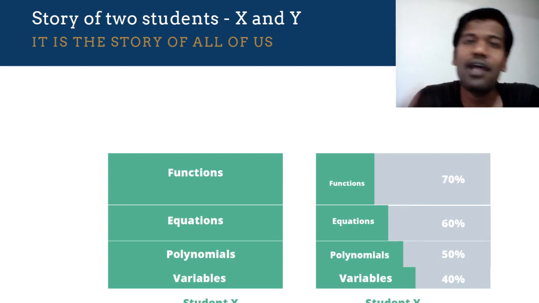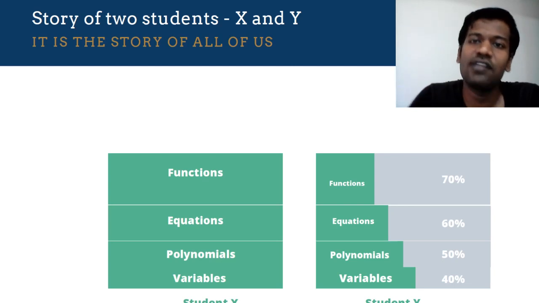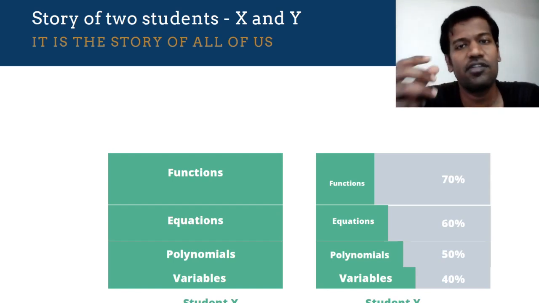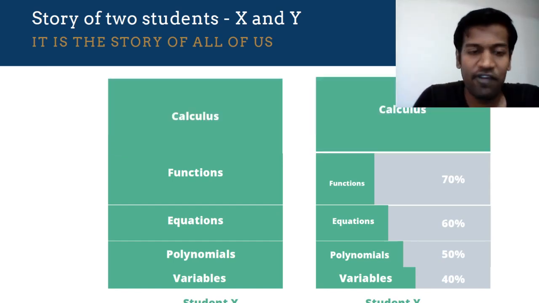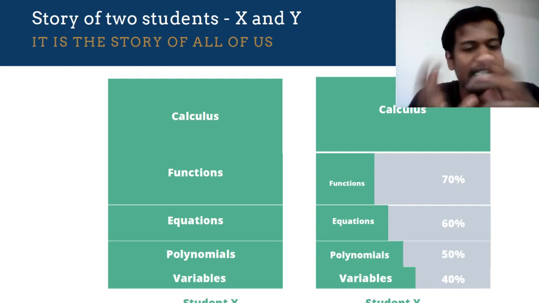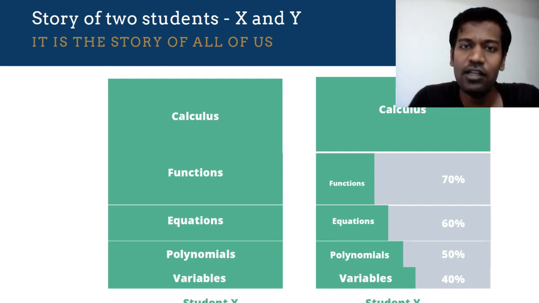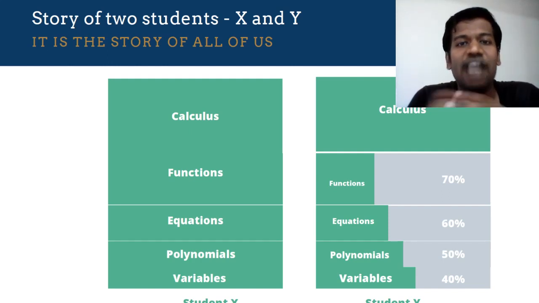Because student Y has a lot of gaps right from the start, at the variables level, he will not be able to grasp most of the concepts being taught on top of it, like polynomials, equations and functions. Now let's come to the final block, the calculus block. Student X has built everything well, the base is very good, so now he can withstand an advanced, big block like calculus without having to worry about anything.